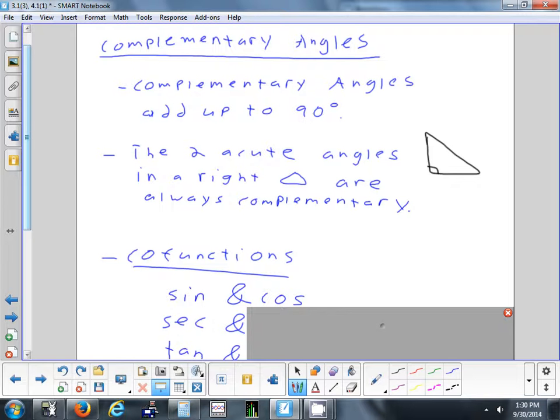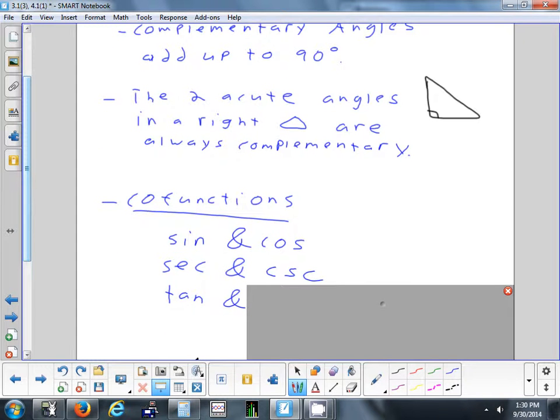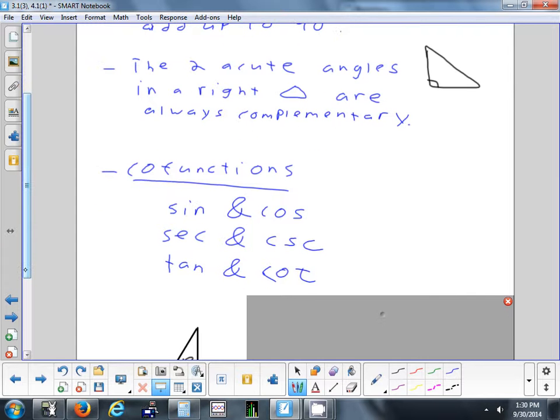Okay, and then the next one, we have secant. What would be the cofunction for secant? Cosecant. And then the cofunction for cosecant would be secant. That's the second pairing of cofunctions. And the last one happens to be the same as the reciprocal as well: tangent and cotangent. Any questions on those pairings? Those pairings are just called cofunctions.